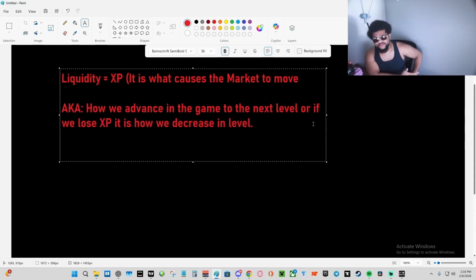Now, we're not going to spend too much time on this topic because it's relatively easy to understand and we don't need to overcomplicate it at all. We're just going to jump directly onto a chart, and I'm going to show you how to spot it and the context behind it and what is happening.